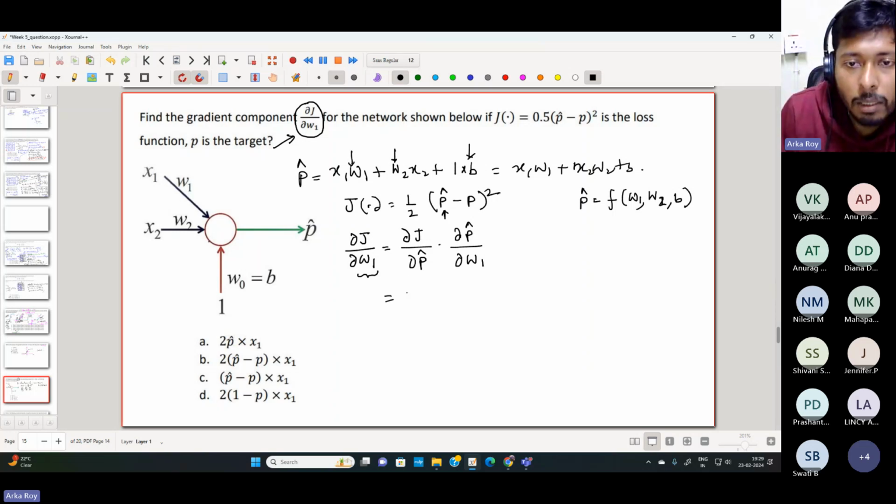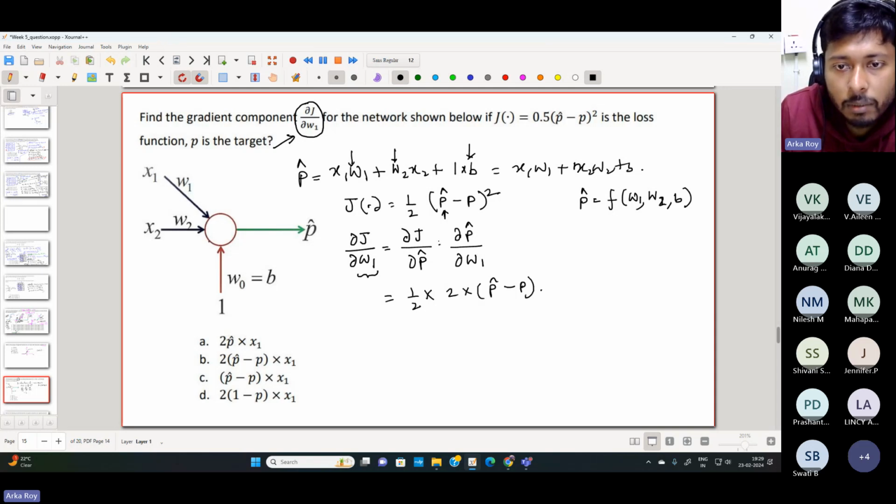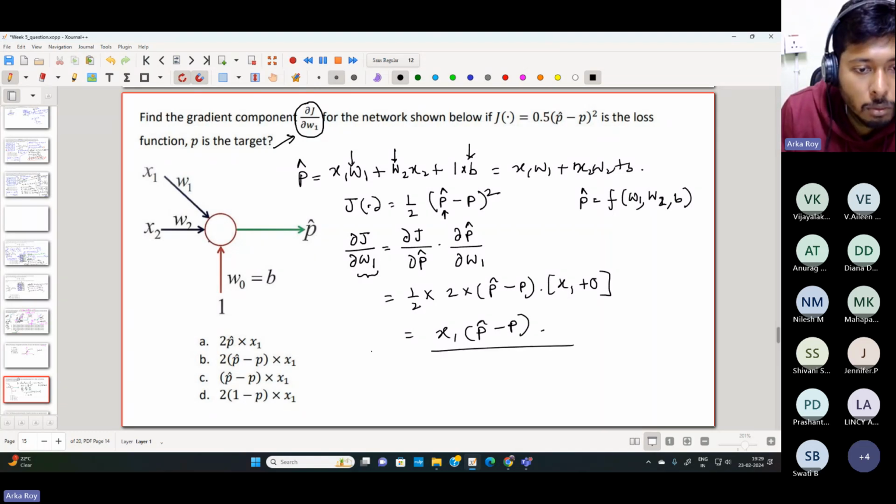So let us start evaluating. This will be half into 2 into (P hat minus P) for the first one. And for the second one, with respect to W1, it will give you X1 and the rest of the things are constant, so their derivative is 0. So X1 into (P hat minus P), right? So option C is the correct option.